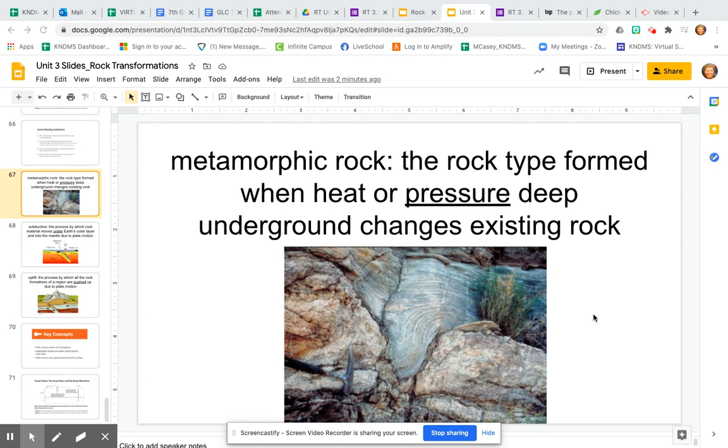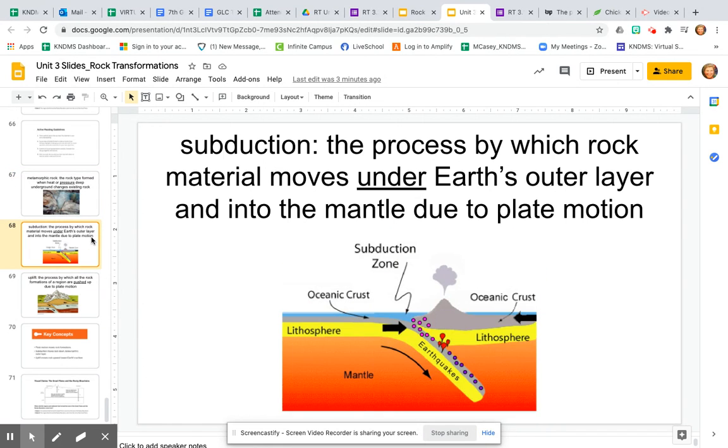One is a new type of rock that you read about called metamorphic rock. This is formed when heat or pressure deep underground changes existing rock. So either an igneous or a sedimentary rock can be changed into a metamorphic rock. To help you remember that, think of the word metamorphosis that you've probably heard before that means to change. That's exactly what happens with any type of rock. If it's exposed to enough heat or pressure within the Earth's interior, it can actually change into a different type of rock called metamorphic rock. How does that happen, you ask?